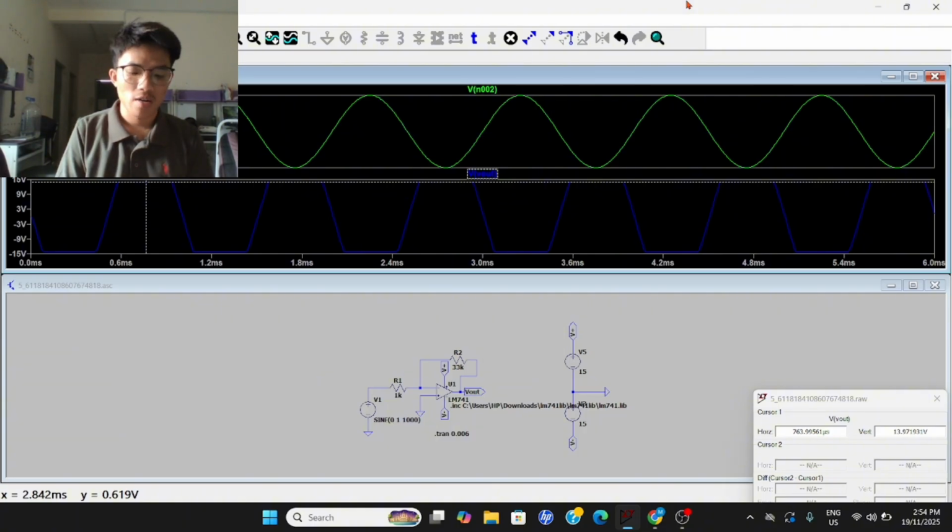Second, the question is why is it called an inverting amplifier? It is because the inverting amplifier's output signal has the opposite polarity or phase of the input signal.